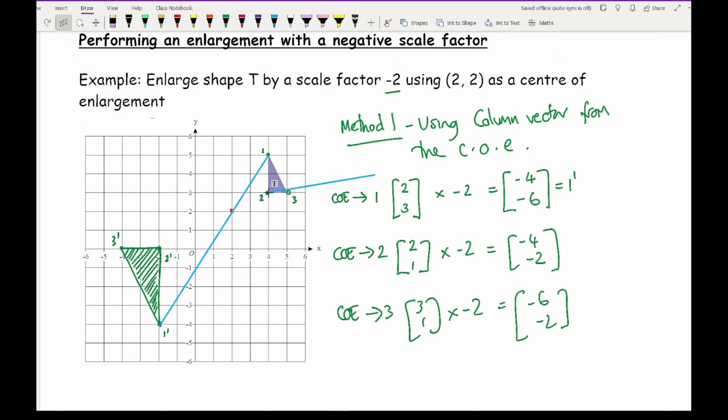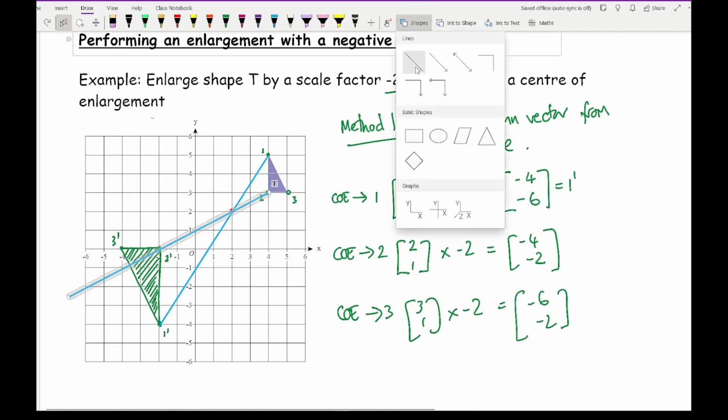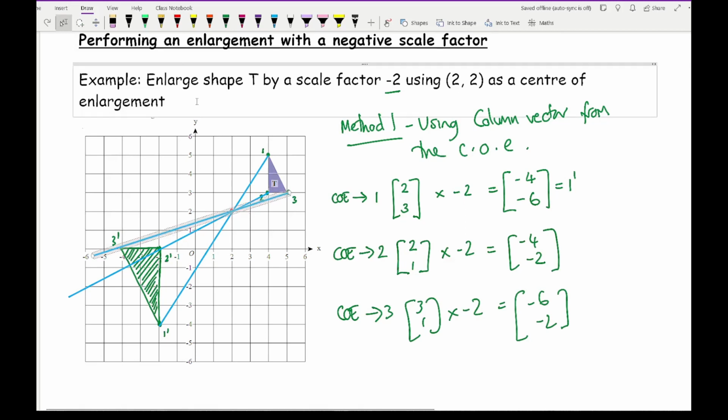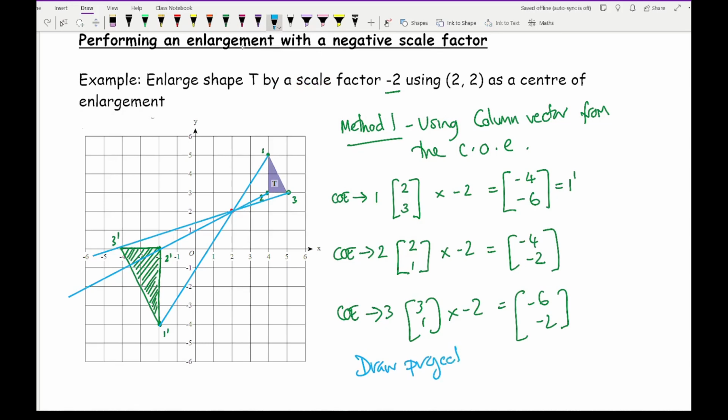So then if I get point 2, and have this line going through 2, and then do the same with 3, you can see that all those projection lines do go through 2, 2, though it's a bit skew. But I would always recommend that you draw your projection lines. So let me just write it here: draw projection lines to check. So that's one method you could use to perform an enlargement with a negative scale factor.